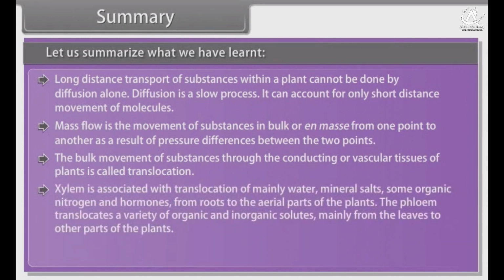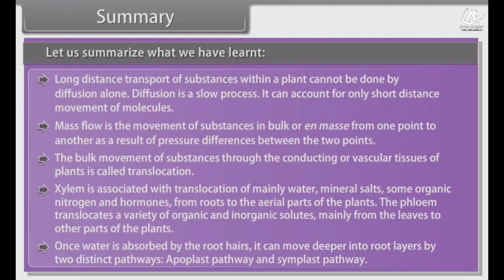Xylem is associated with translocation of mainly water, mineral salts, some organic nitrogen and hormones from roots to the aerial parts of the plants. The phloem translocates a variety of organic and inorganic solutes, mainly from the leaves to other parts of the plants. Once water is absorbed by the root hairs, it can move deeper into root layers by 2 distinct pathways, apoplast pathway and symplast pathway.